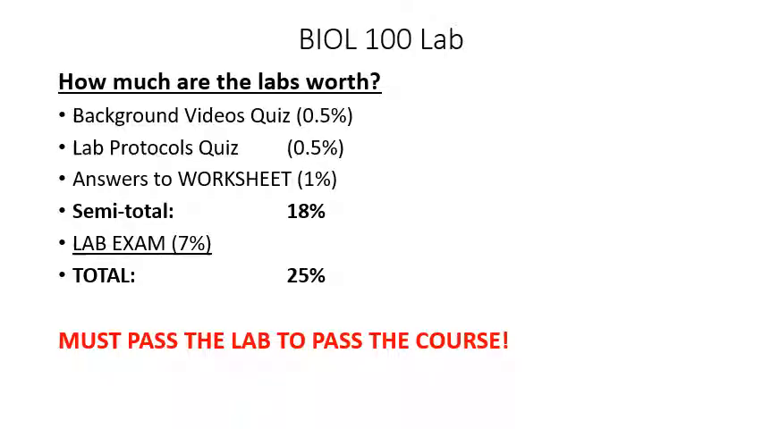All right, so how much are the labs worth? Well, the background quiz, I made a mistake about this earlier, but the background video quiz is worth 0.5%, the lab protocol quiz is worth 0.5%, and the worksheet answer is worth 1%. So 2% per lab. There are 9 labs. For all the lab exercises combined, you get 18%, and then the lab exam is worth 7%. Combined, they are 25% of your grade. Okay, so once more, you have to pass the lab section in order to pass the course.